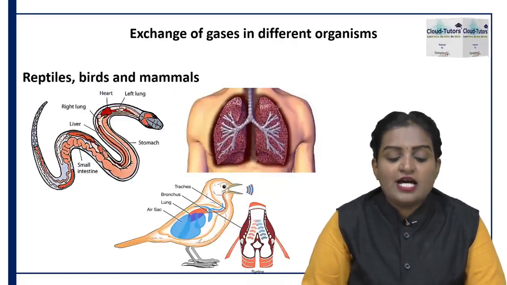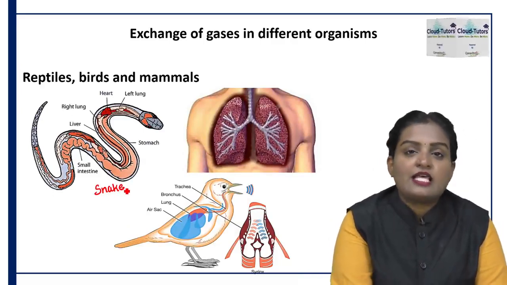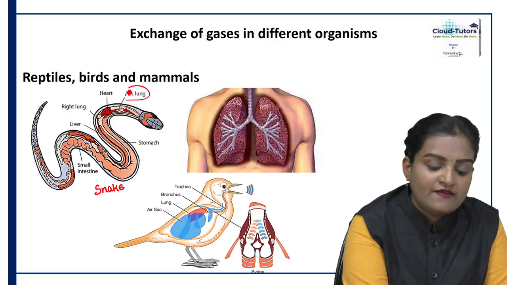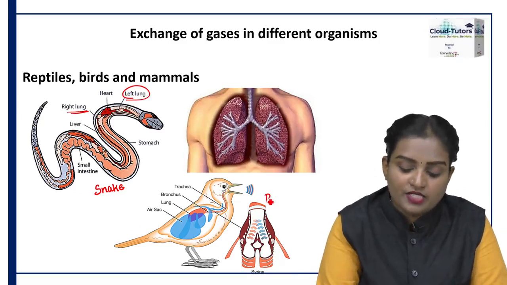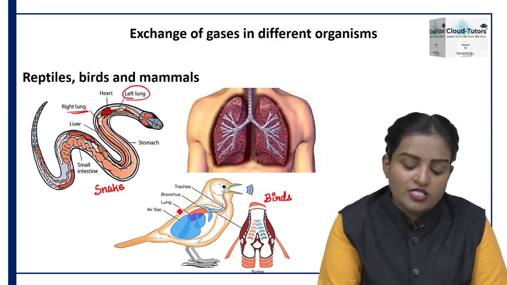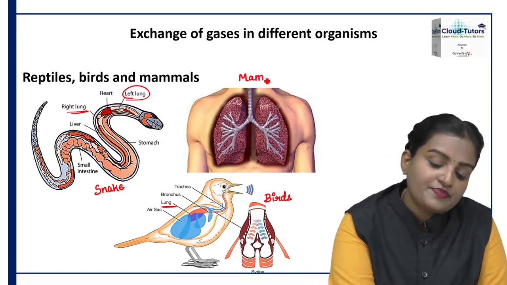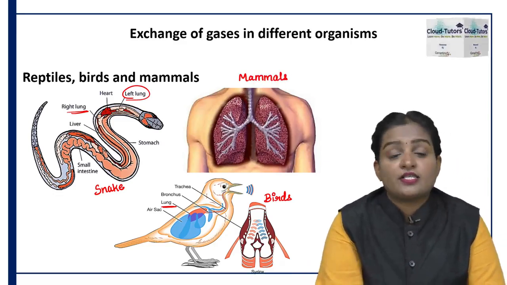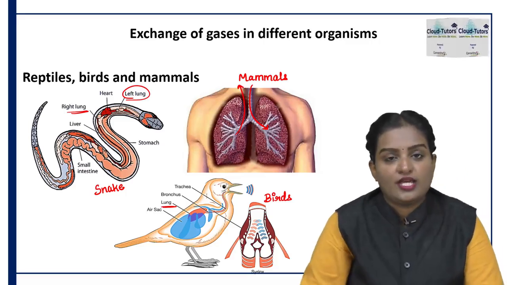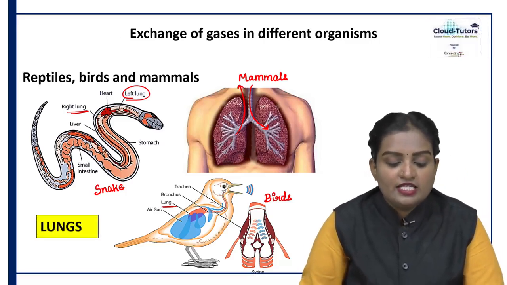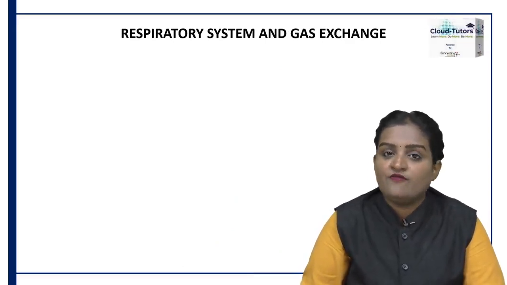Next come the other organisms. An example here is the snake, which is a reptile. This has a respiratory system. You can see here the left lung and right lung. Similarly, birds also have lungs for taking up oxygen-rich air. And last is mammals. We have the most advanced respiratory system to take in oxygen-rich air and give out carbon dioxide-rich air. Now we will see the main respiratory organs and how the respiratory system in humans works.